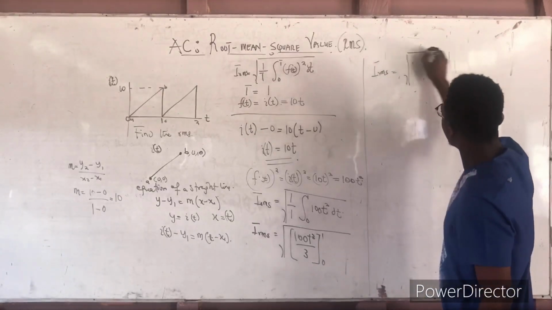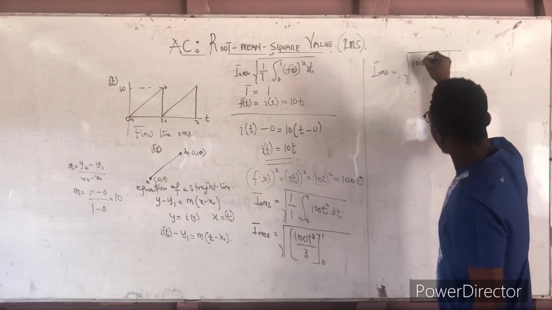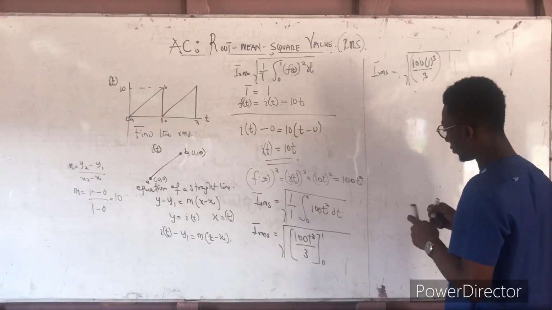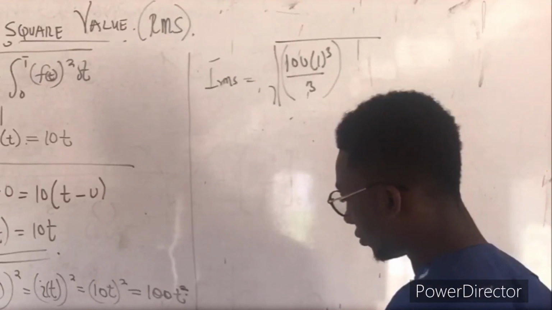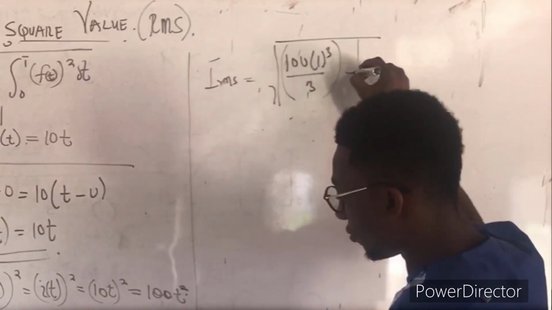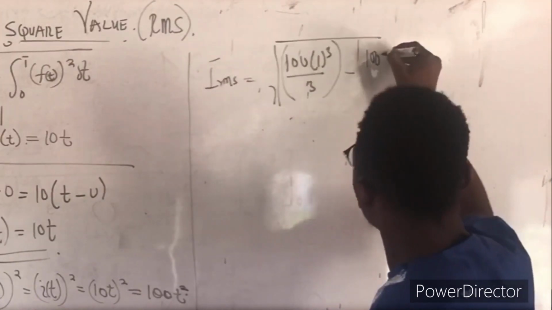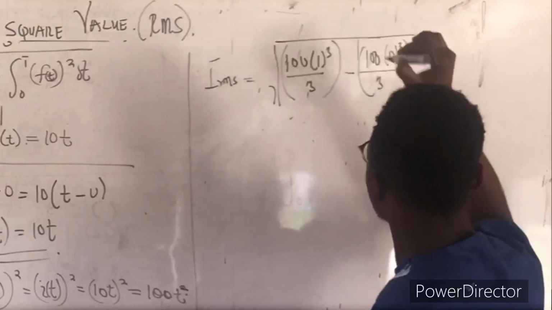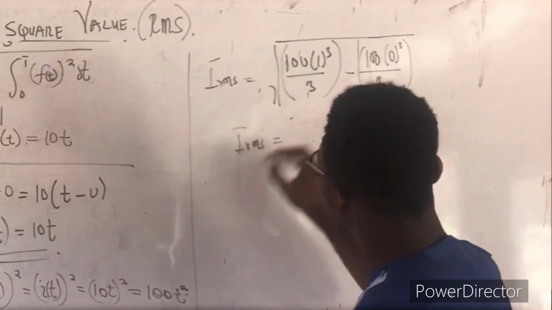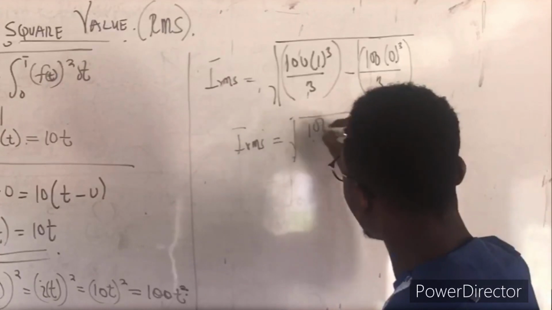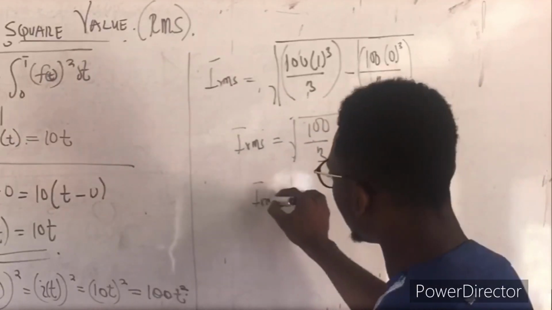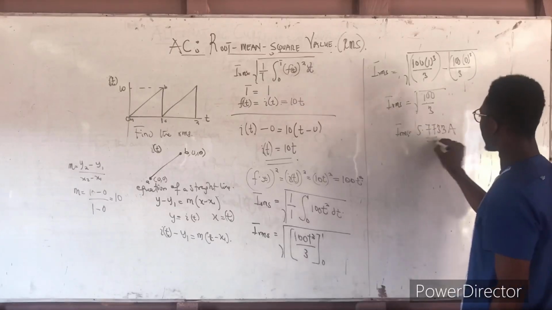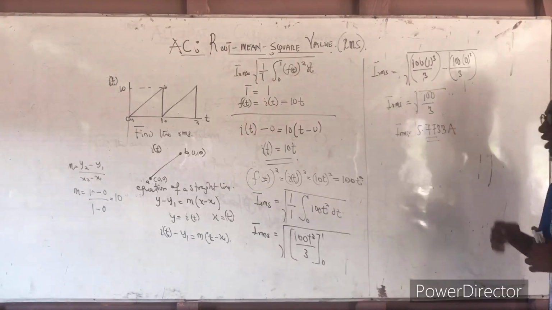Then the RMS is equal to the square root of 100 times 1 cubed on 3, minus 100 times 0 cubed on 3. So therefore the IRMS will simply be equal to the square root of 100 on 3, which is equal to 5.7733 ampere. So this is the value of the RMS.